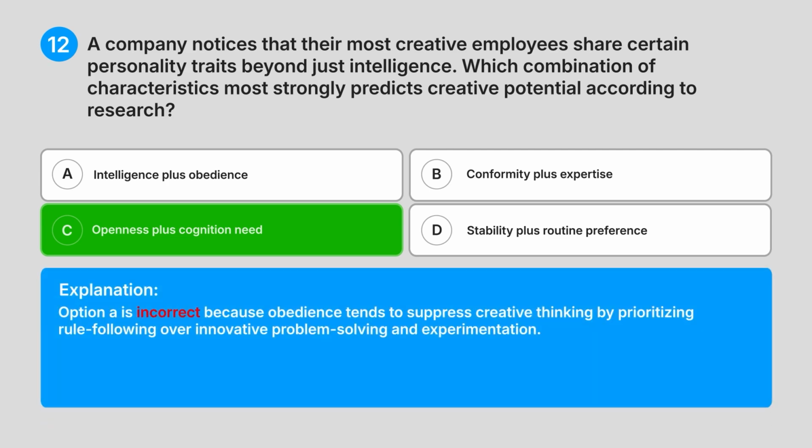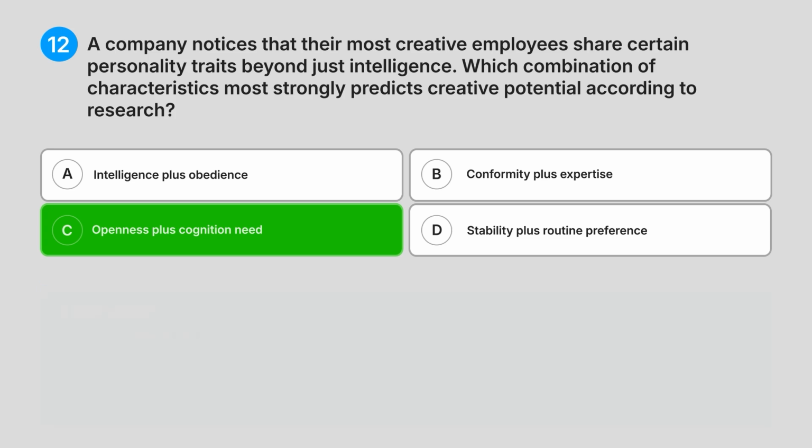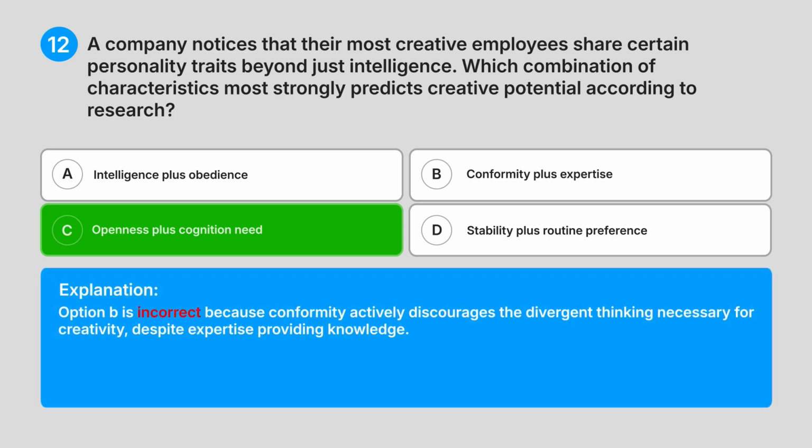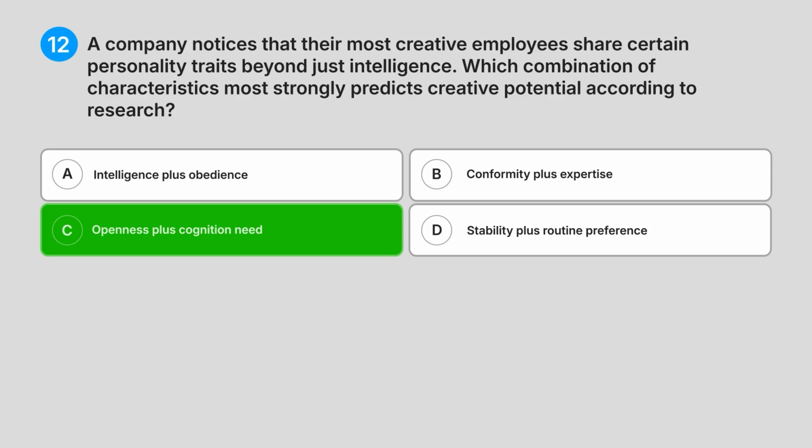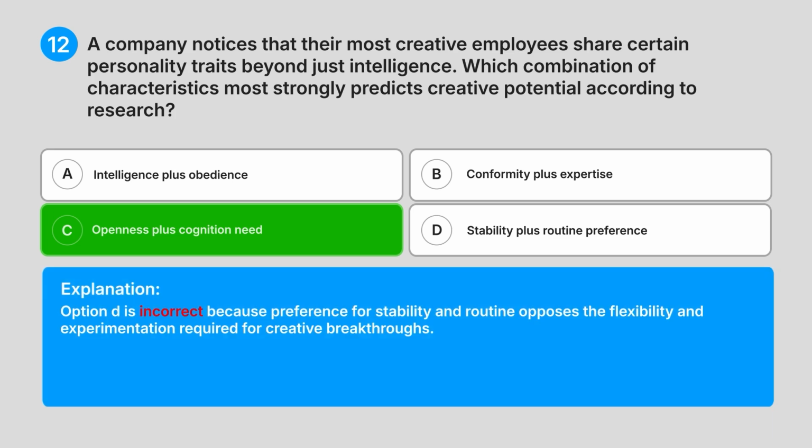Option A is incorrect because obedience tends to suppress creative thinking by prioritizing rule following over innovative problem solving and experimentation. Option B is incorrect because conformity actively discourages the divergent thinking necessary for creativity, despite expertise providing knowledge. Option D is incorrect because preference for stability and routine opposes the flexibility and experimentation required for creative breakthroughs.